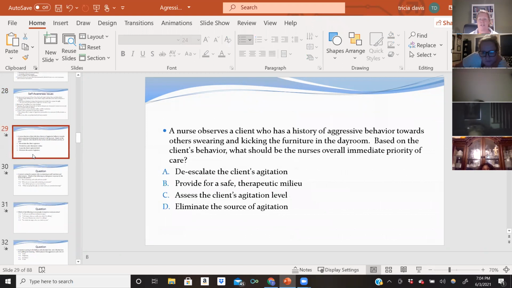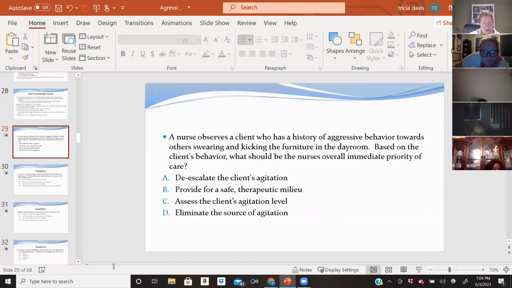All right, so a couple questions. A nurse observes a client who has a history of aggressive behavior towards others, swearing and kicking the furniture in the day room. Based on the client's behavior, what should be the nurse's overall immediate priority of care? A, de-escalate the client's agitation. B, provide for a safe therapeutic milieu. C, assess the client's agitation level. Or D, eliminate the source of agitation.